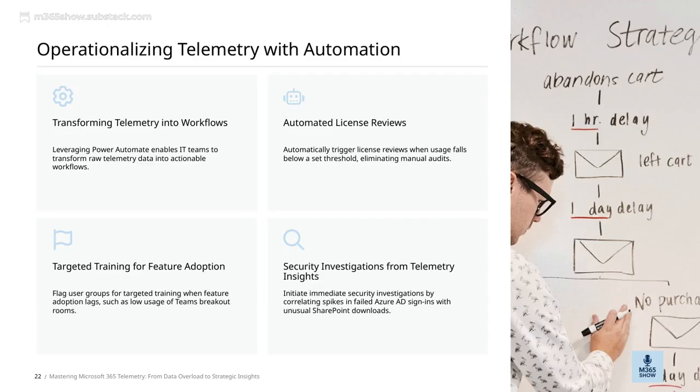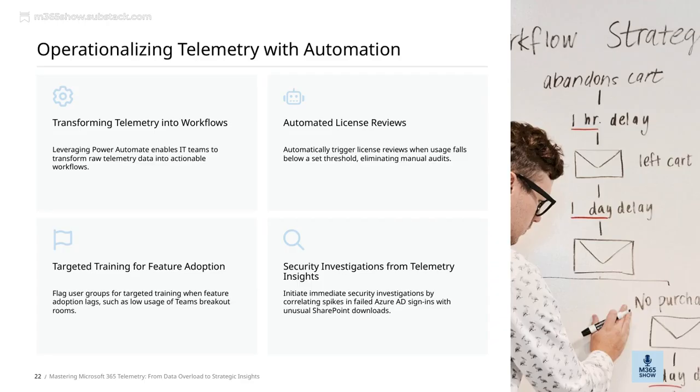Another key point is automating license reviews. When usage drops below a certain threshold, the system can automatically trigger a review, saving us from manual audits and ensuring licenses are allocated effectively.